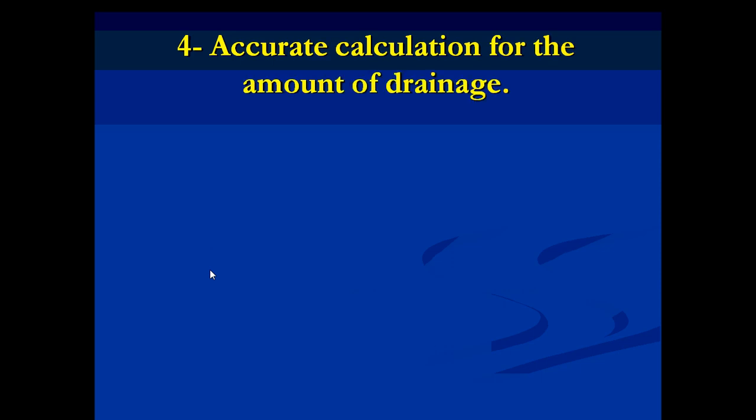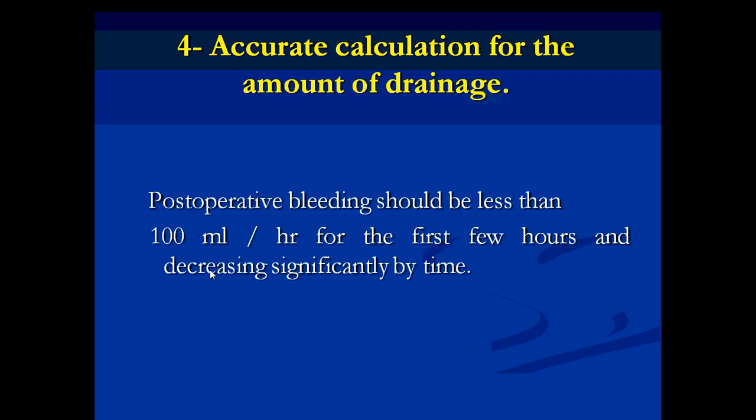Accurate calculation of the amount of drainage every day, and if it's post-operative, in the first few hours. The accepted post-operative bleeding should be less than 100 ml per hour for the first few hours, and decreasing significantly with time.